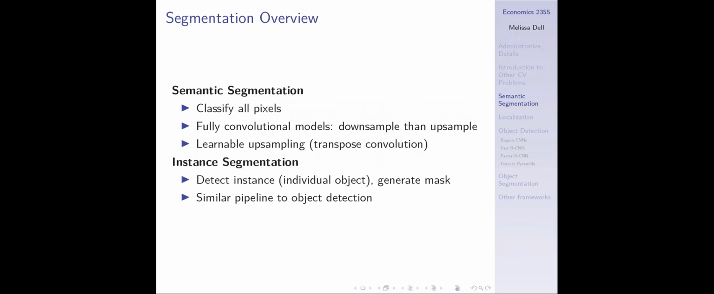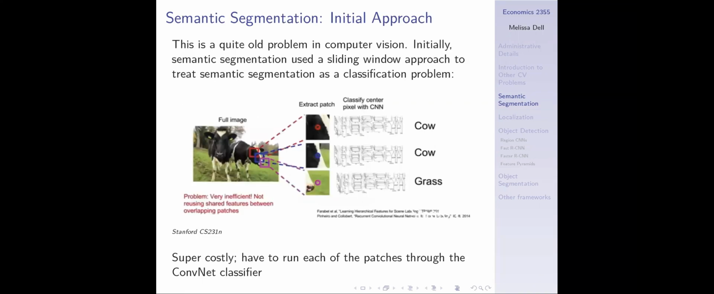And so just the overview, we want to classify all pixels. We're going to do that with fully convolutional models where we downsample and then upsample. And these models are going to be learnable throughout. This differs from instance segmentation, where we want to detect individual objects. And that's going to look a lot more like object detection. So we're going to talk about instance segmentation at the end after we talk about object detection.